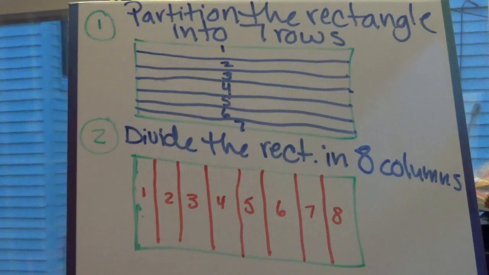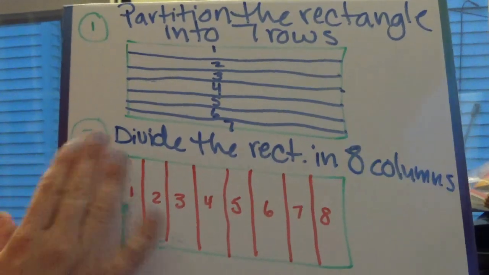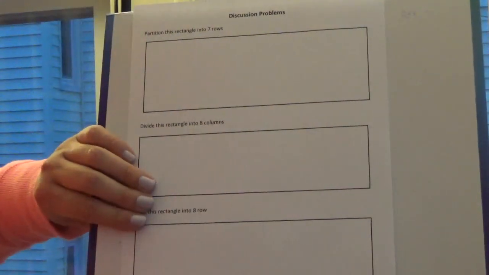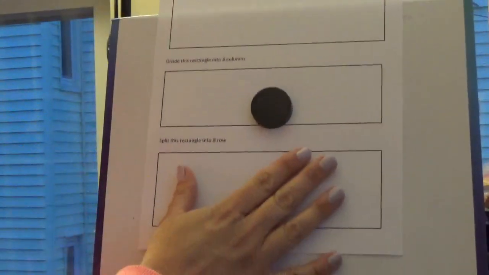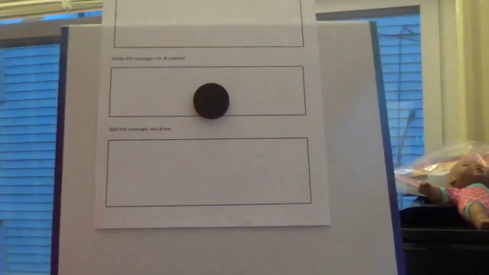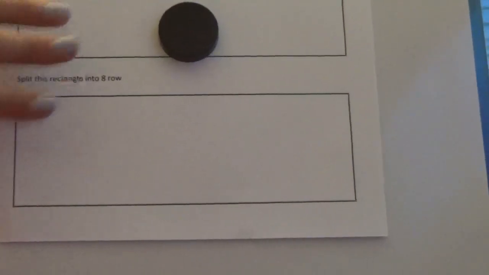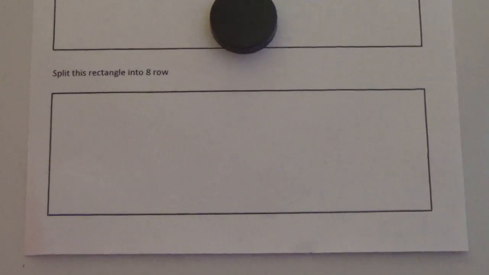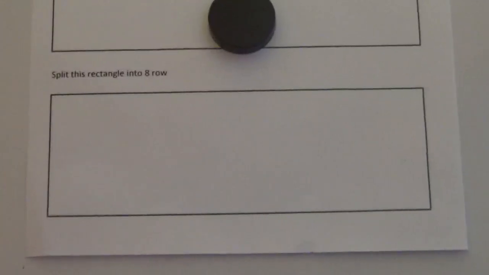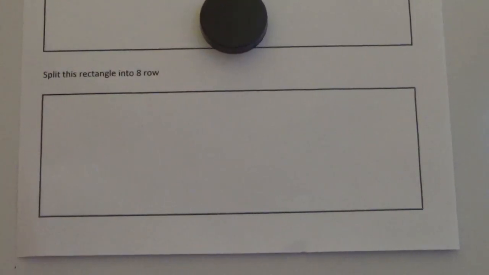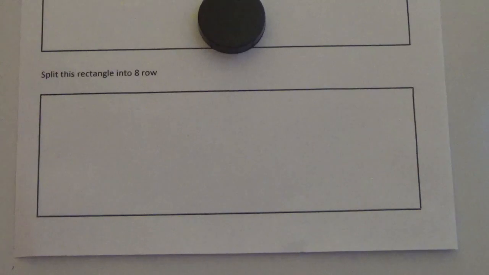For this next problem, and I'm just going to erase really quick, this is the 3rd rectangle that you should have on your paper. And for this problem, I'm going to zoom in here. I want you to go ahead and follow these directions. So it says to split this rectangle into 8 rows. Go ahead, pause the video now, and split this rectangle into 8 rows.